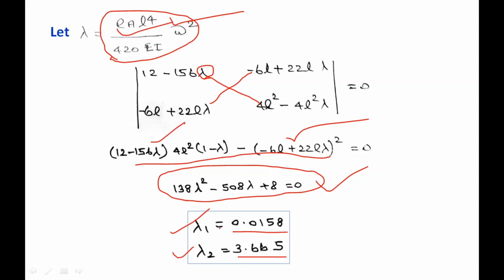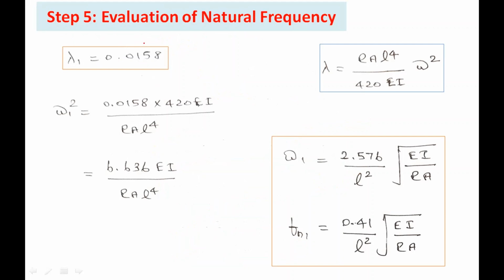Now for this lambda 1 and lambda 2, we can find omega 1 and omega 2 using this relationship. So how to find that, we will see. From this lambda value, we are going to evaluate the natural frequency. Lambda 1 is 0.0158. Substitute 0.0158 in this lambda. We are able to find this omega value.